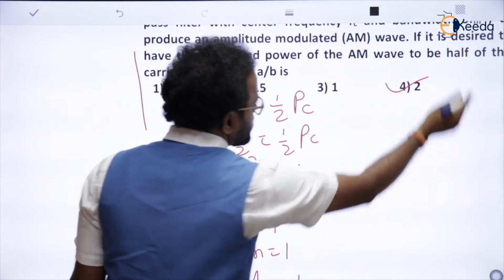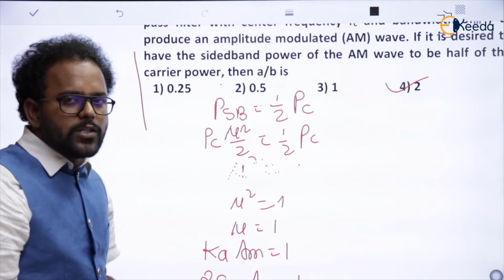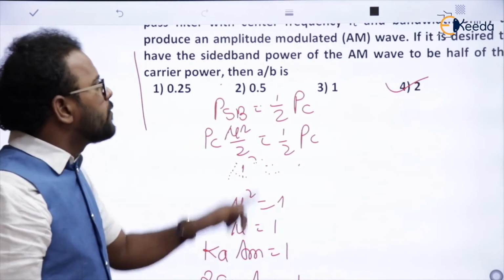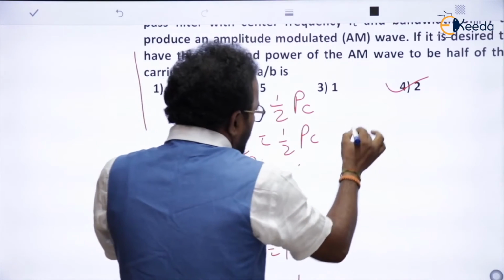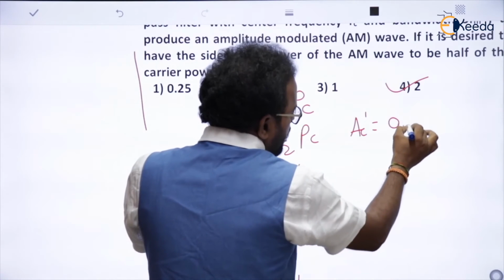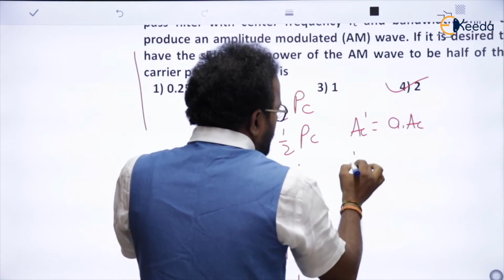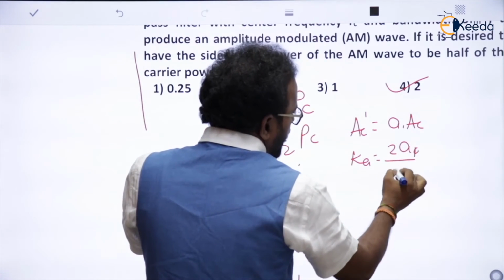So option 4 is correct. You have to remember the Ka value as well as the new value of AC from the nonlinear device method. What is the new value of AC? That is AC dash, which is nothing but A1 AC. What is the Ka value? 2 A1 by A0.